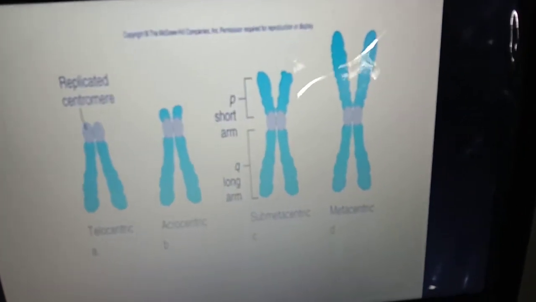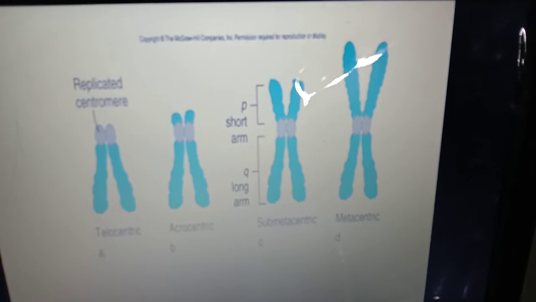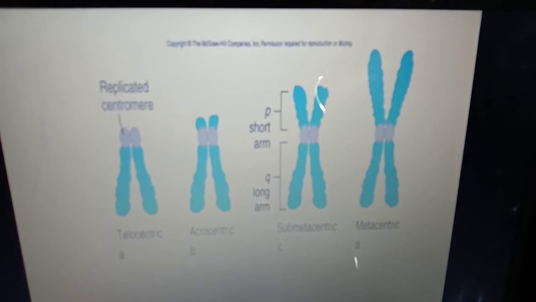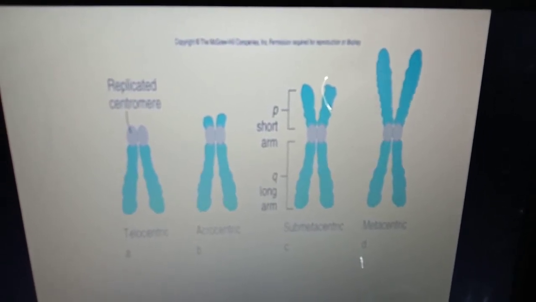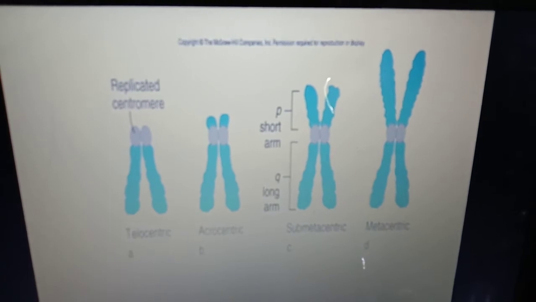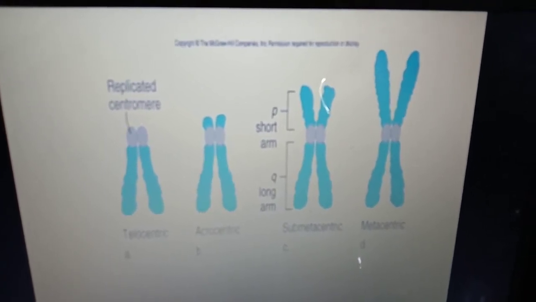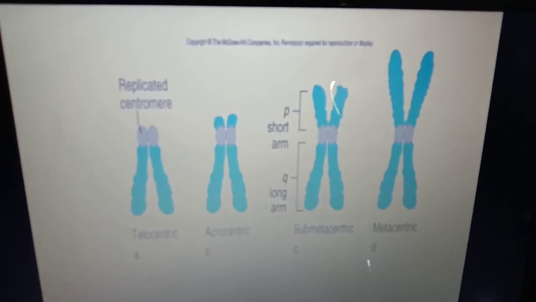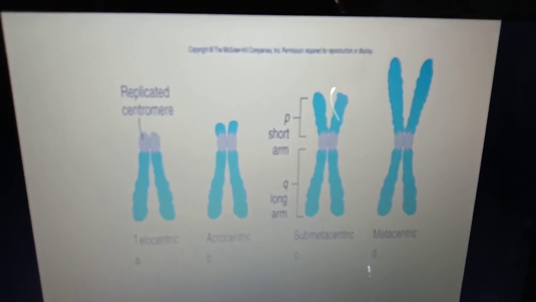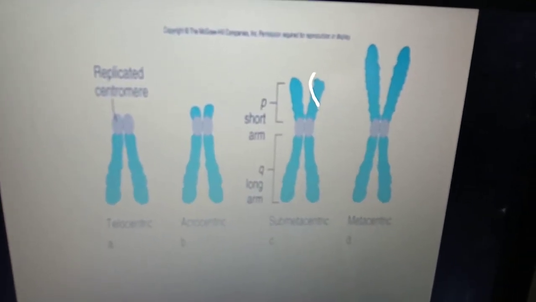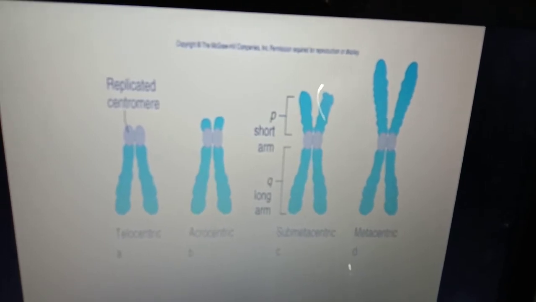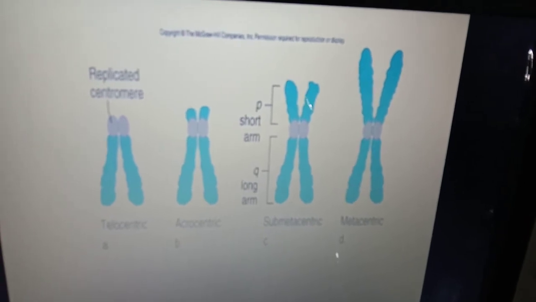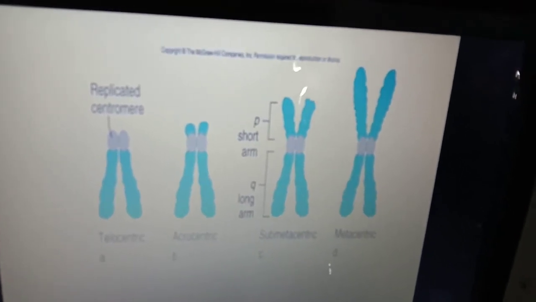According to the centromere, chromosomes are divided into four types. If the centromere is present at the tip, it is called telocentric, and if it is somewhat below the tip, it is called acrocentric. The chromosome has two arms: the short arm is called P and the long arm is called Q. If the centromere is present slightly above the middle, it is called metacentric.